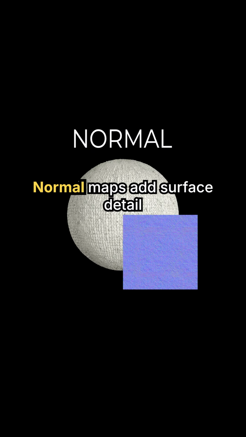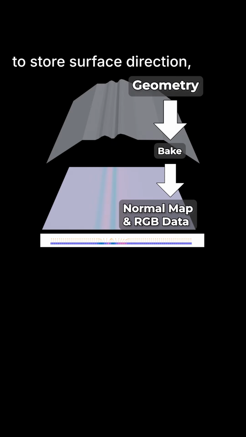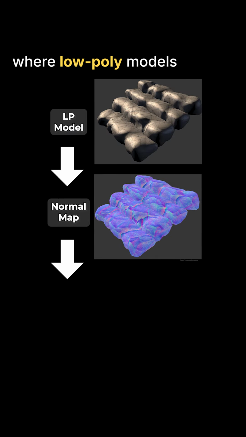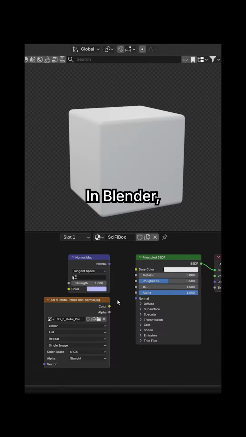Normal maps add surface detail without changing geometry. They use RGB colors to store surface direction, which controls how light interacts with the surface. Commonly used in games, where low poly models use normal maps to display high detail. In Blender, use a normal map node and set the texture to non-color.